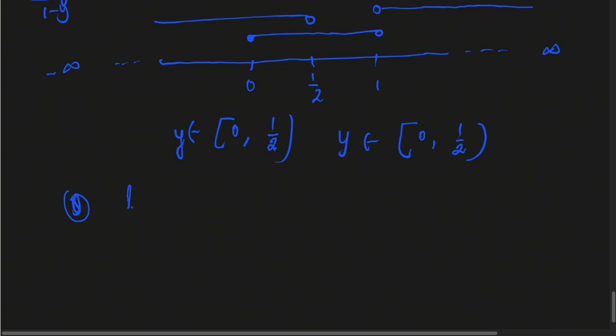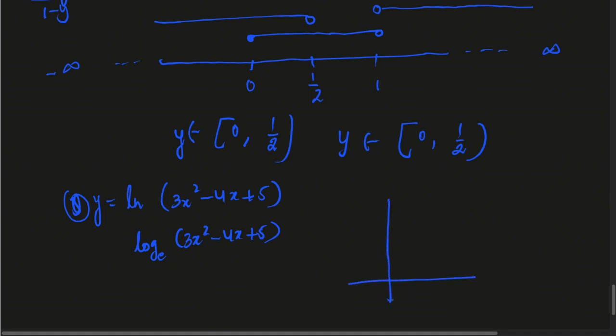So let us take this function, y equals ln of 3x square minus 4x plus 5. So this is a function and we have to find the range of this function, that is the values of y which lie between the minima and maxima of this function. So you will see that ln is actually log to the base e of 3x square minus 4x plus 5, and you plot the graph of log as this. Let us plot the graph something like this.